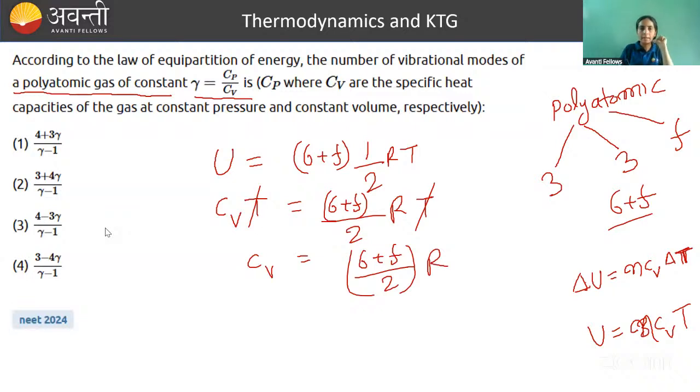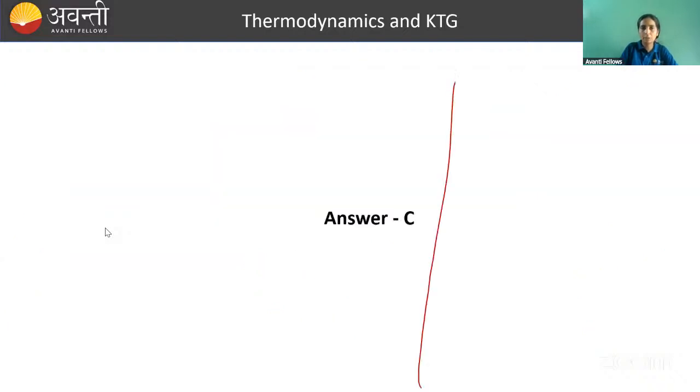We got Cv, right? We can calculate Cp. Why am I doing this much? Because gamma is already given. Gamma is Cp by Cv. So if we calculate Cv and Cp, we can divide them and write it equal to gamma so that we can solve the question. So Cp को हम क्या लिखेंगे? Cv plus R. So this will become 6 plus F by 2 R plus R. This is Cp, right? So gamma, according to the question, will be Cp by Cv.